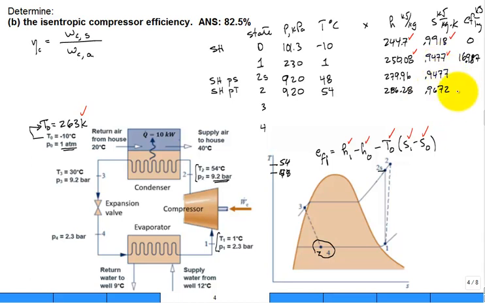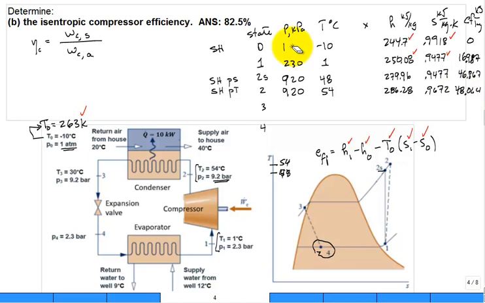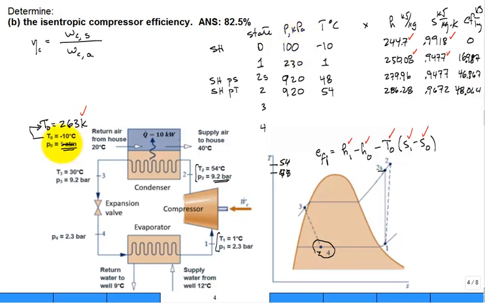Let me just write it down here. This would be 46.867 and then 48.064. Looking back at it, I think I just put 100 kilopascal, so change this problem to be 100 kPa if you're trying to reproduce this.